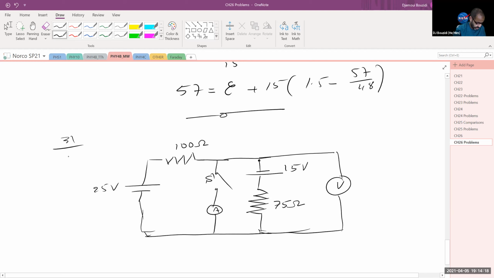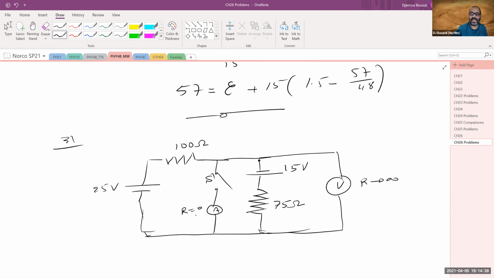So in this problem, this is what they said in here. So they said in the circuit shown, all meters are idealized. That means that the resistance in here is infinite. That's what means it's an idealized voltmeter. And the resistance in here is equal to zero. That's what it means to be an idealized ammeter, okay? So they work opposite to one another. And the batteries have no internal resistance, so they are just ideal batteries.